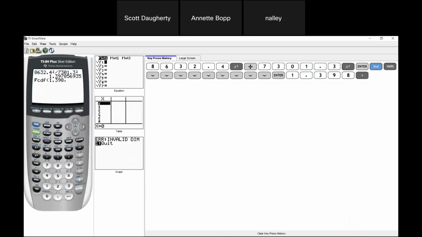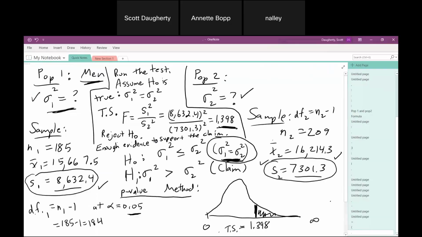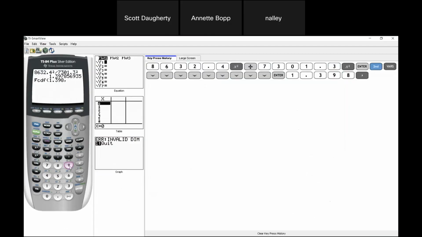And in this case, the upper one would be infinity. I'm just going to put in a bunch of nines. Now, one thing you've got to remember though is you have to put in the degrees of freedom, and there are two of them now, and you do them in order. N1 minus 1 is first, and then N2 minus 1 is second, or DF1 is first, DF2 is second.